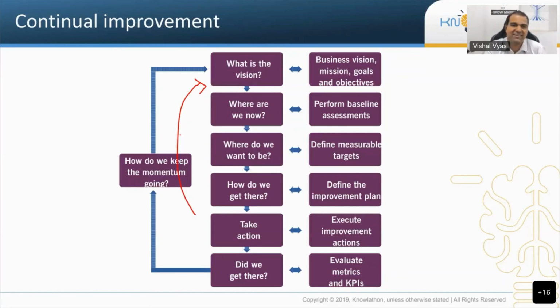Okay. In fact, this step, how do we keep the momentum going, is more required in that scenario. So you aim for 10% and you got only 5%. There is a high chance that people involved in that entire improvement initiative are already losing motivation, are already losing momentum. So this is more required in that scenario. So in case the achievable target was not up to the mark, these steps remain the same.